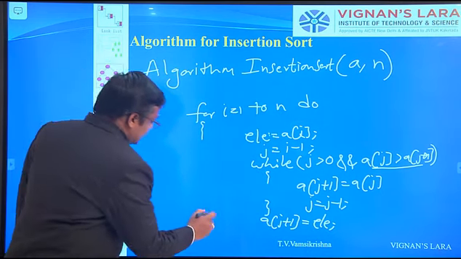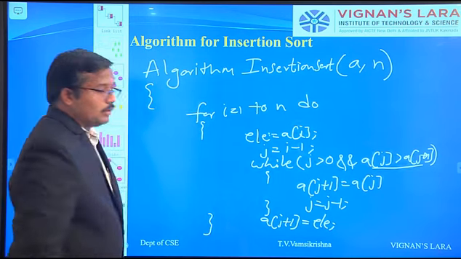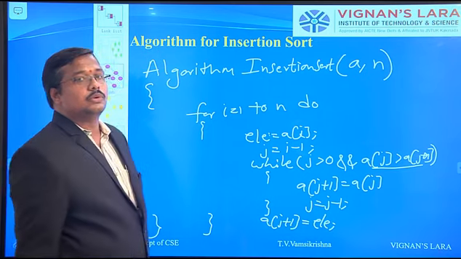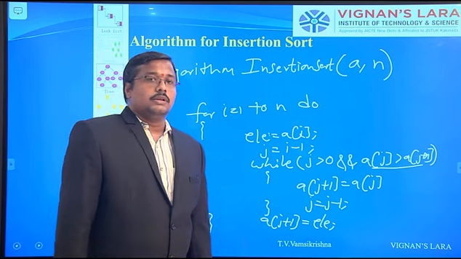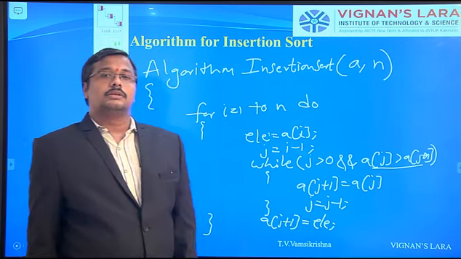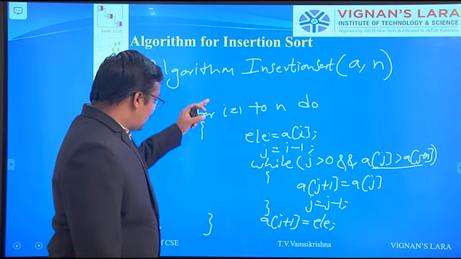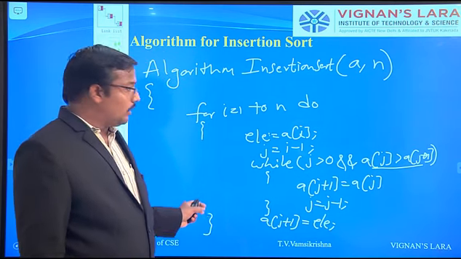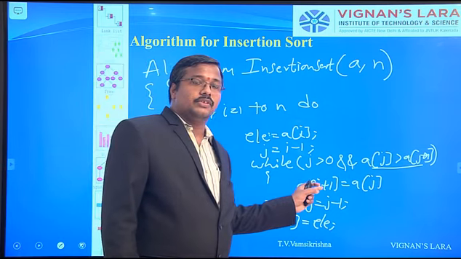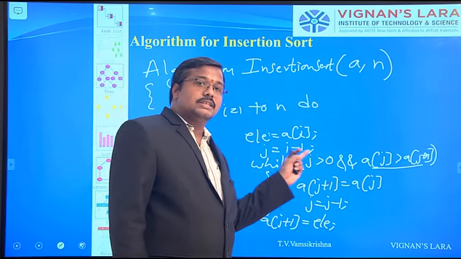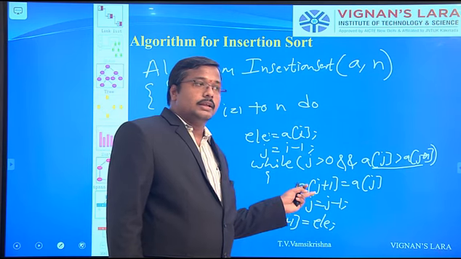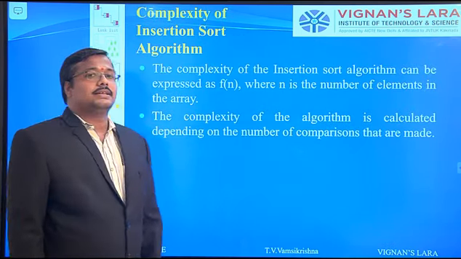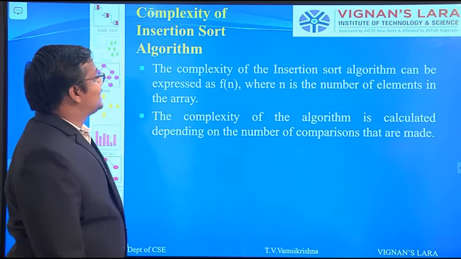Into the location. So the for loop is closed, the algorithm is closed. So this is the algorithm for insertion sort. The first for loop refers to the number of passes required. The internal while loop refers to the sequence of comparisons made in the background. Next, what is the time complexity of insertion sort?